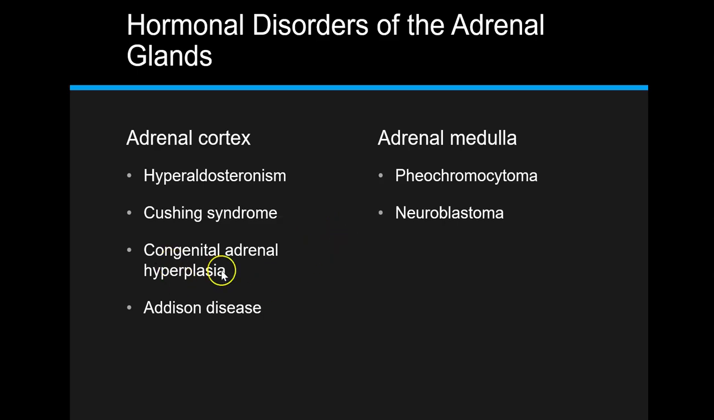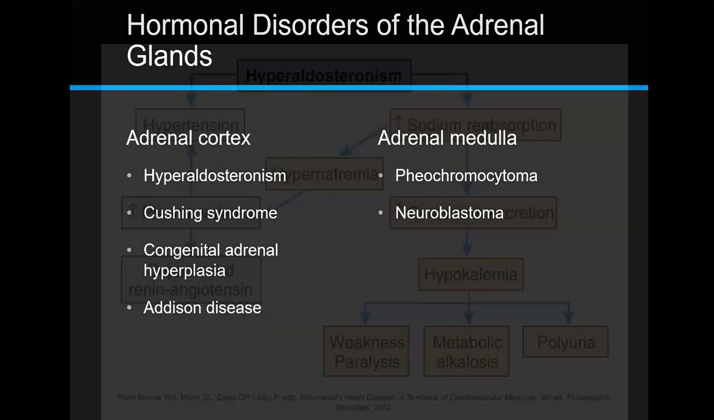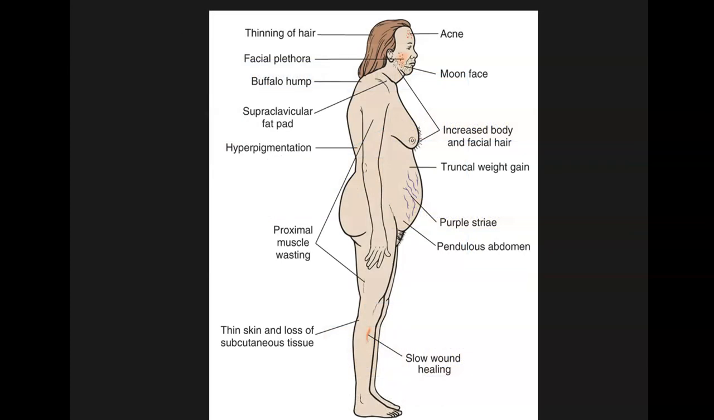Again, congenital adrenal hyperplasia is congenital, so you're born with it and you have too much of the adrenal tissue, so that too much of these hormones are being released. Addison's disease is the opposite of Cushing's, as you don't have enough cortisol and some of the other adrenal cortex hormones, and these two are tumors. So go back. There we go.